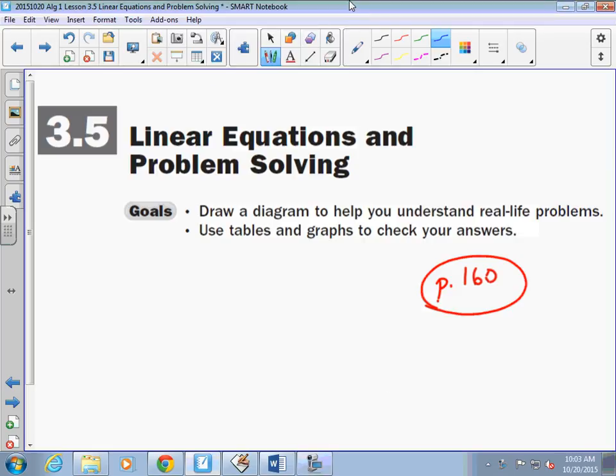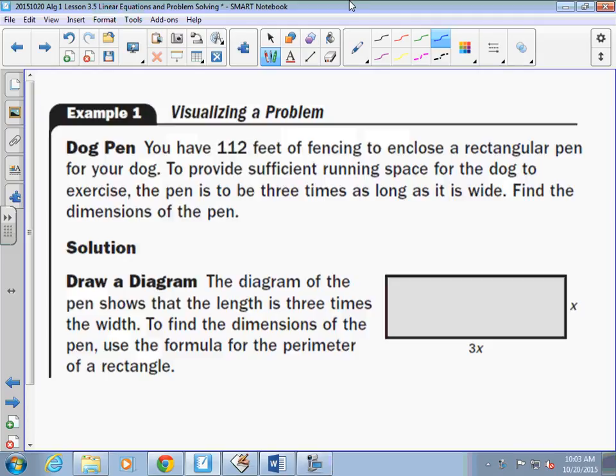This is Algebra 1, Lesson 3.5, Linear Equations and Problem Solving. We're going to draw diagrams to help understand these real-life problems so we can create algebraic equations to solve for variables, beginning on page 160.